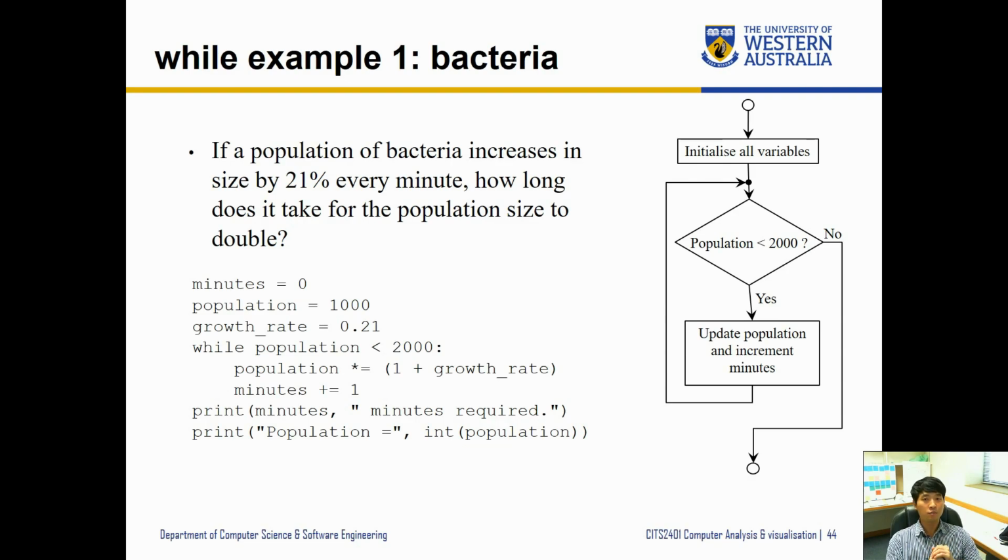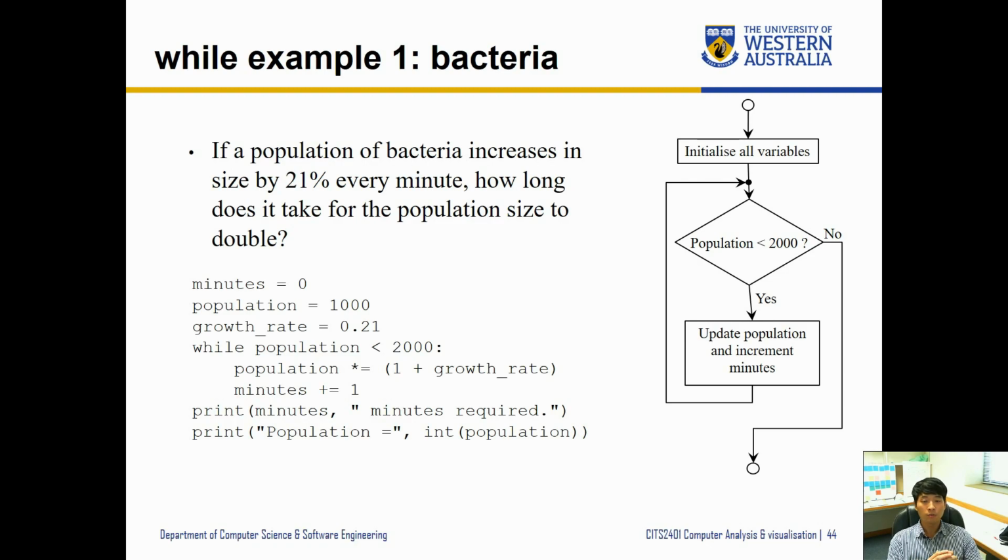The first example is bacteria, where we want to calculate how long it takes for the bacteria to reach a certain population size. So we have to understand some characteristics of the bacteria population. Here, for example, we assume that bacteria increase in size by 21% every minute. Then how long does it take for the population size to double?